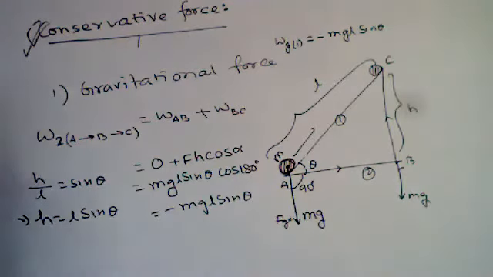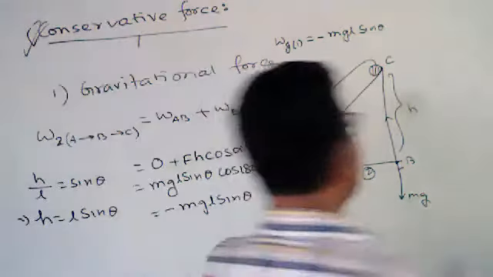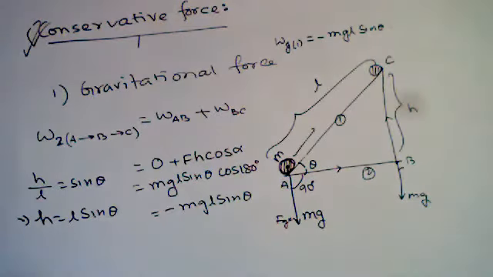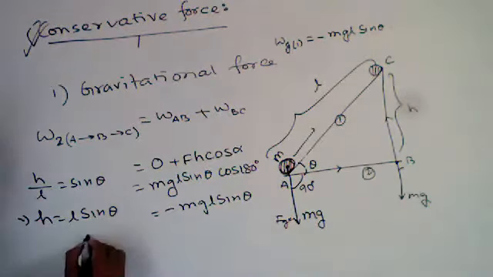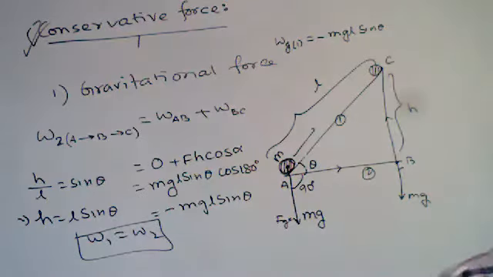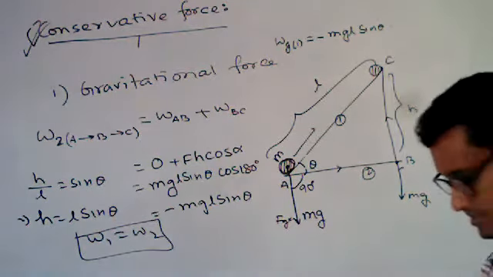So according to this discussion, we can see the work done by gravitational force on path number 1 and path number 2 are the same. W1 equals W2. So we can say the gravitational force is a conservative force. Understand?